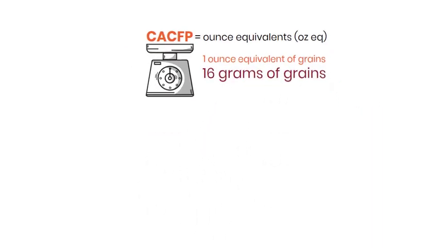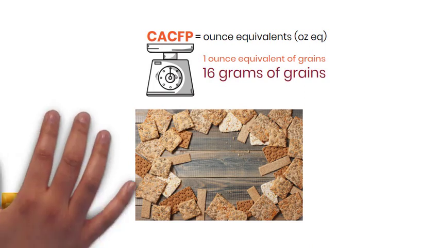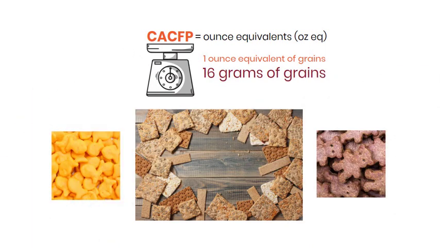As you can see, not all crackers contain the same amount of grain per cracker. In today's marketplace, we have big crackers, small crackers, thick crackers, thin crackers, fish and bear-shaped crackers, a lot of different types of crackers. It takes different amounts of different types of crackers to provide 16 grams of grains or 1 ounce equivalent.